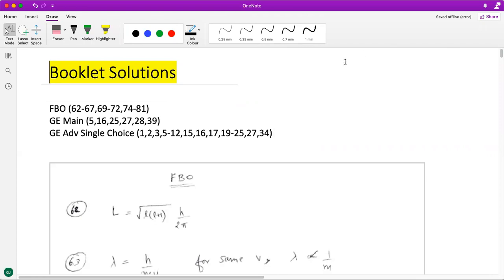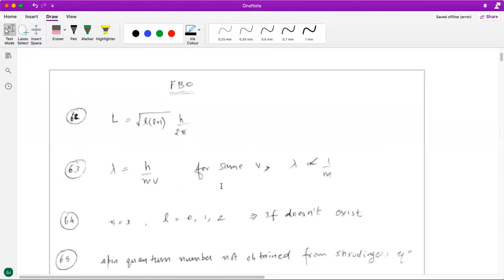Now, in this particular video, we have booklet solutions or video explanations of the following questions, as you can see on the screen. The topics covered range from the start of the chapter to the beginning of the quantum mechanical model. In the FBO section, you have primarily quantum mechanical model related questions. However, in Get Equipped to Mains and Get Equipped to Advanced, you have questions ranging from various topics. So let's proceed one by one and answer these questions.